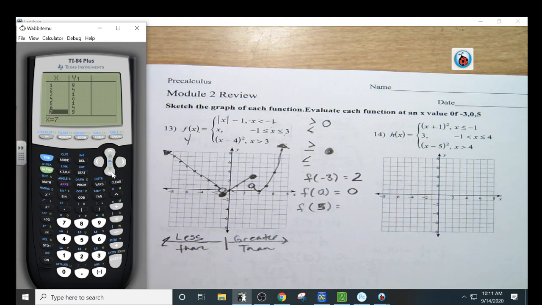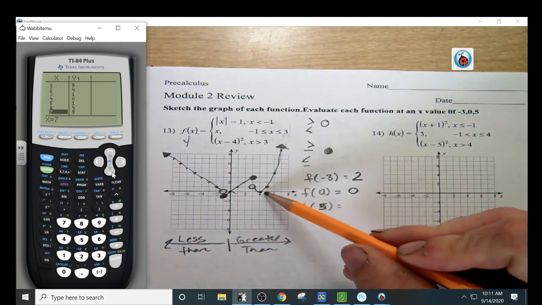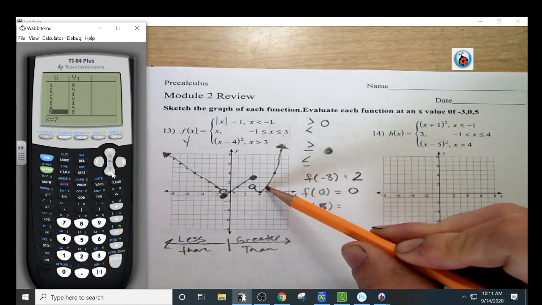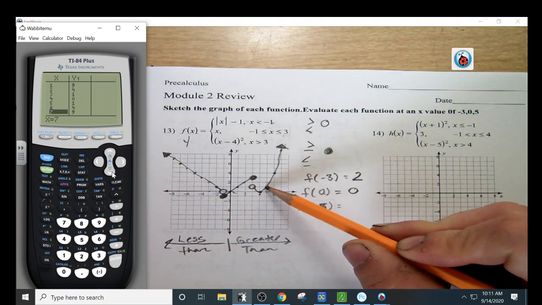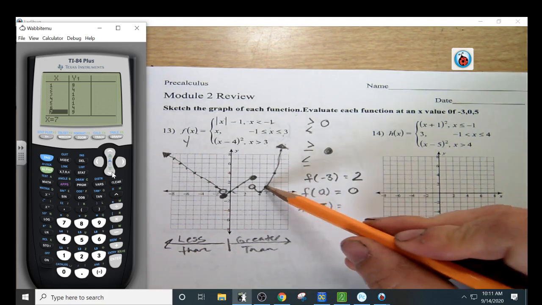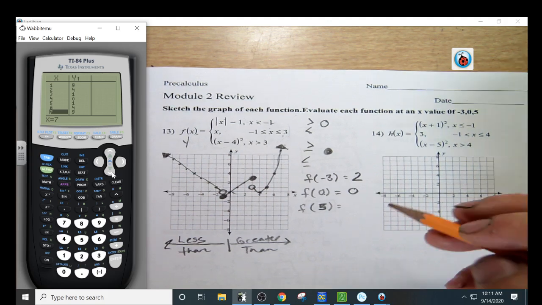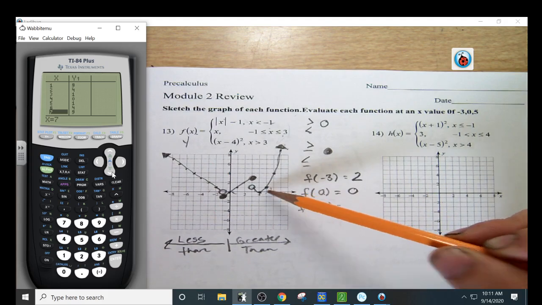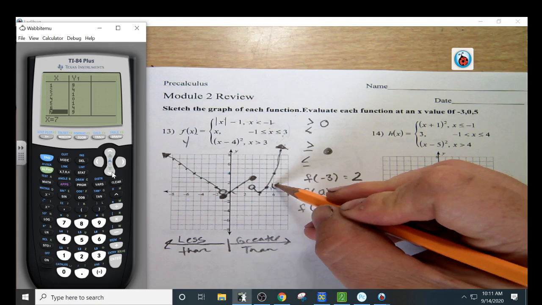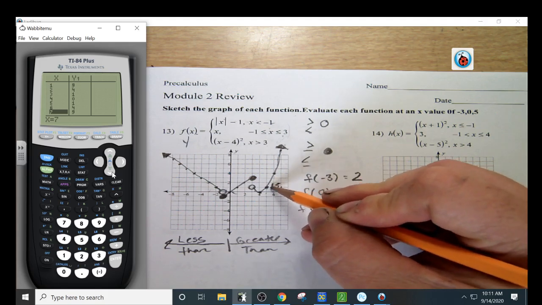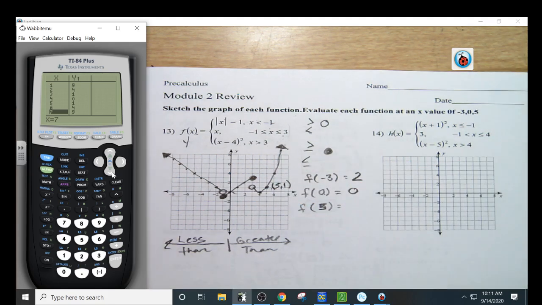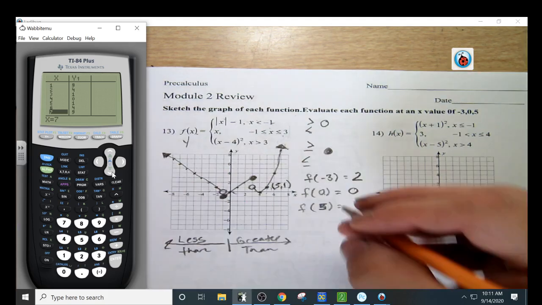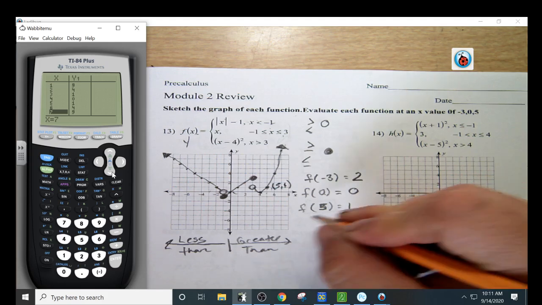All right. When x is 5, well, guys, here's when x is 5. What y value would that correspond with that point right here? What's the y value? What coordinate point is that? We know that is 5, 1. Okay. So that being said, when x is 5, the y value is 1.